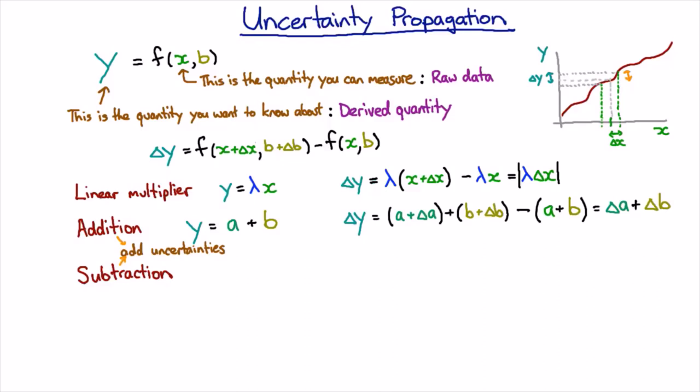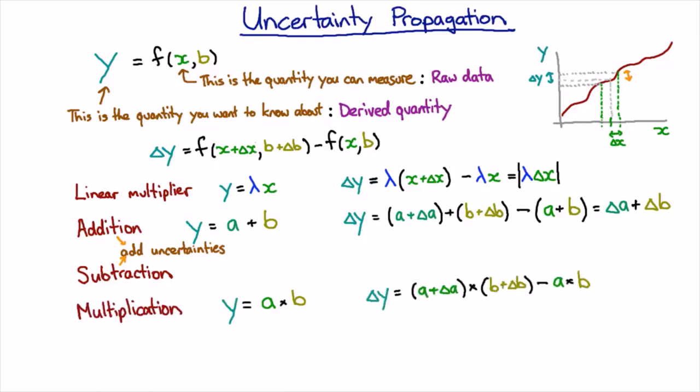Okay, now what happens when we multiply values? Then we can follow exactly the same process again. And we expand out the bracket, we're going to have four terms. We're going to have a times b, which is going to cancel with that a times b. We're going to get terms where we have an error times the other value. And then we're going to have the term where we have the two errors multiplied together.